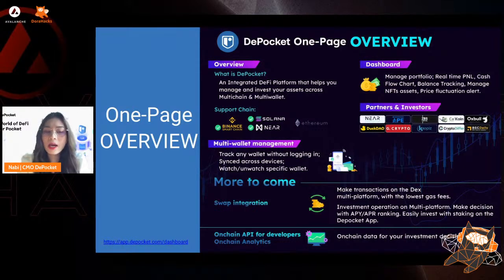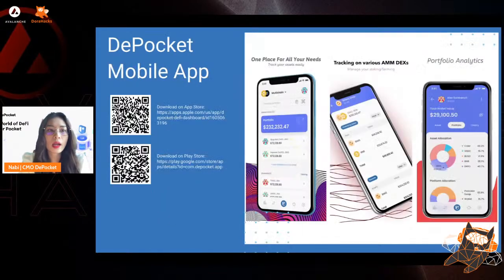We will have an on-chain API for developers and on-chain analytics, like the number of Bitcoin inflows and outflows, or the total value locked on a platform. It means that we will provide more information to support you in making better decisions. And here is the DeFi dashboard and the DePocket mobile app. We already have the mobile app on the App Store and Play Store. It's really smooth and convenient for people to manage their assets and even check the asset allocations.